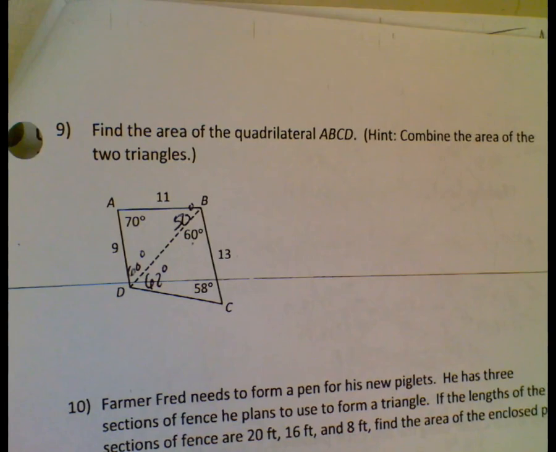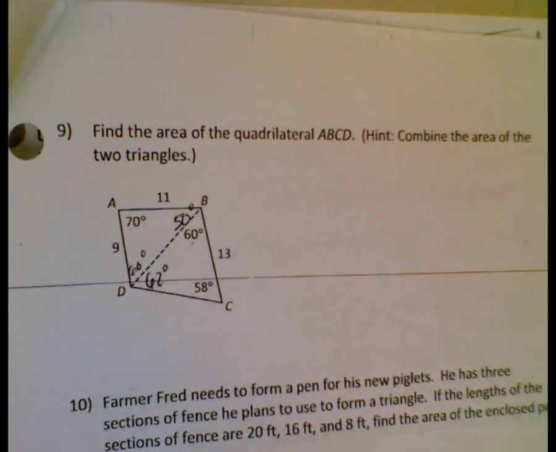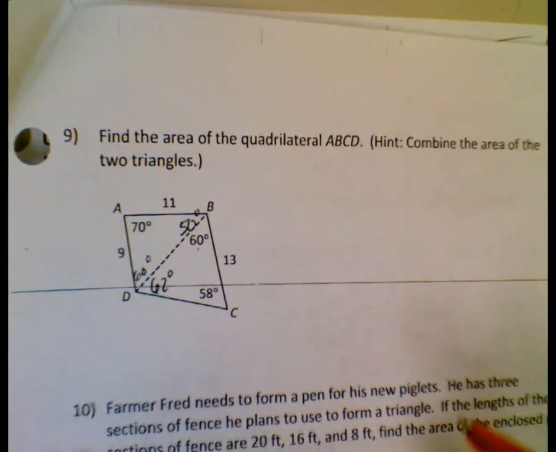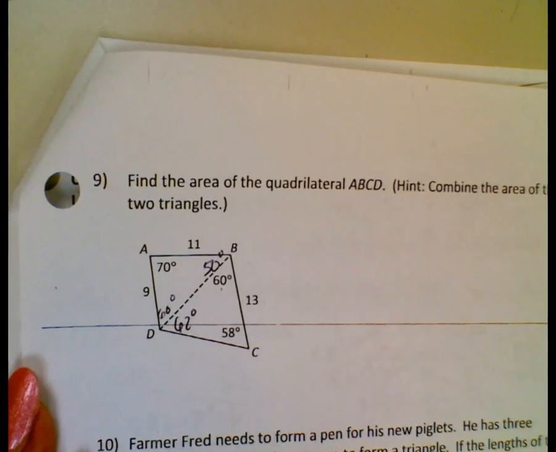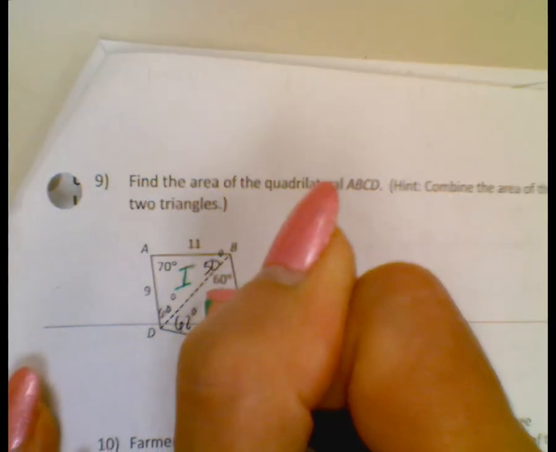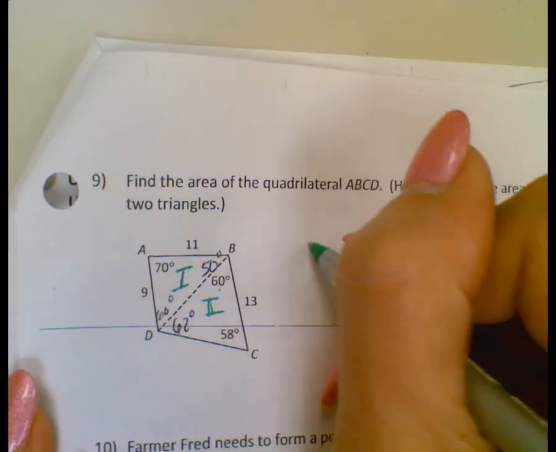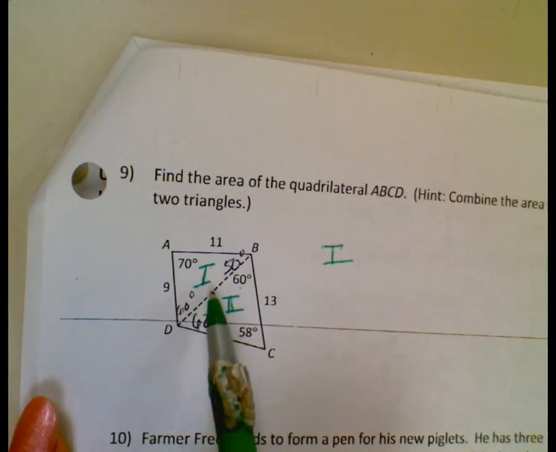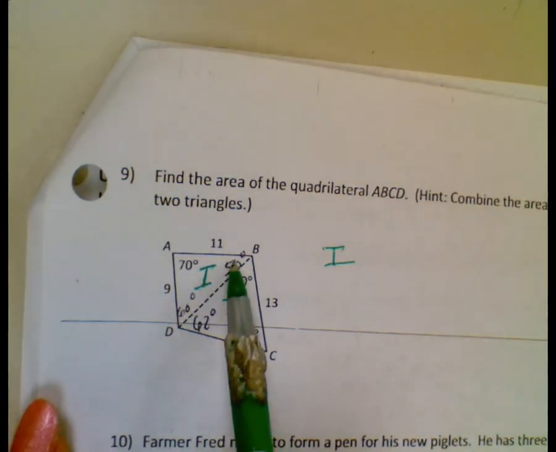It says find the area of the quadrilateral. It says, hint, combine the area of the 2 triangles. So you're going to find area. If you guys don't mind, I'm going to call this triangle 1. And I'm going to call this triangle 2. So over here, triangle 1. What is the area of triangle 1? So what information do you know in this triangle 1? We know what?